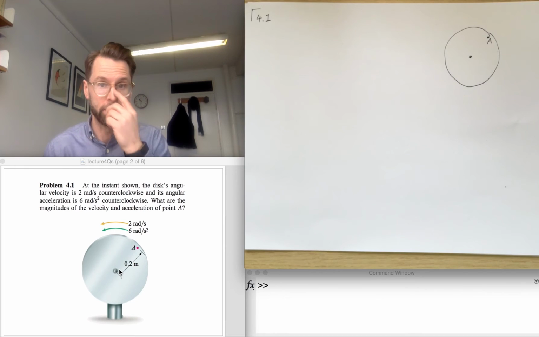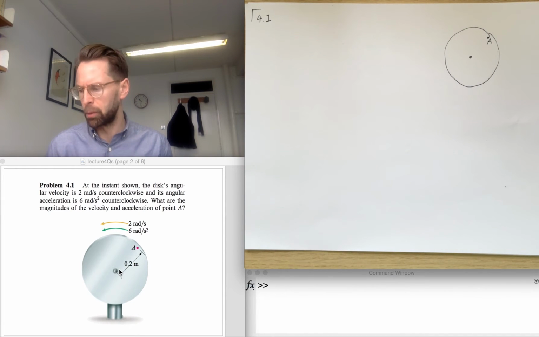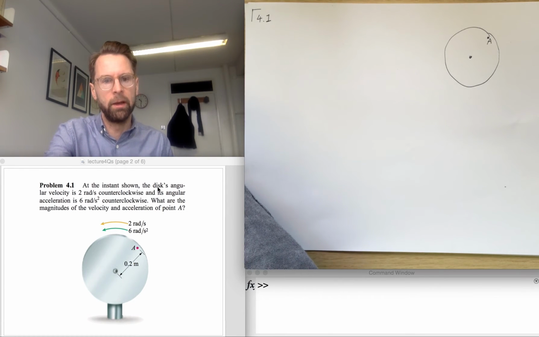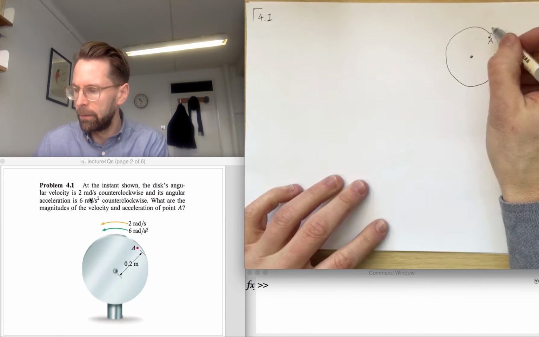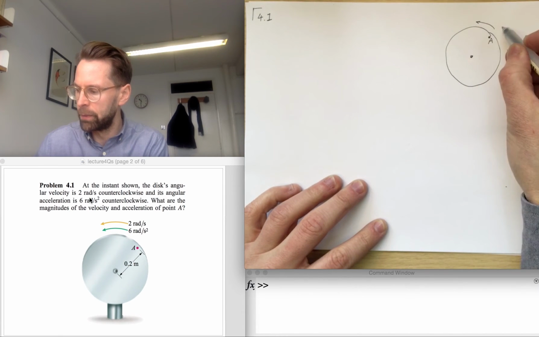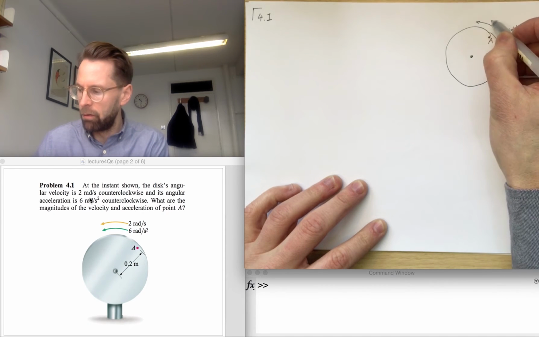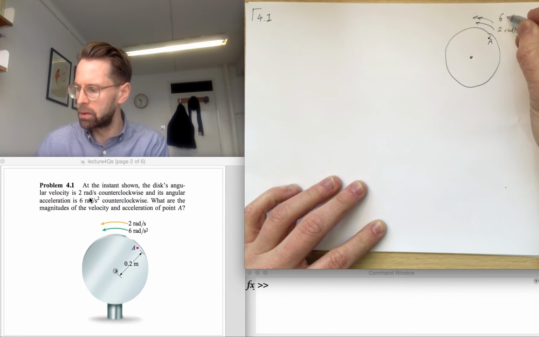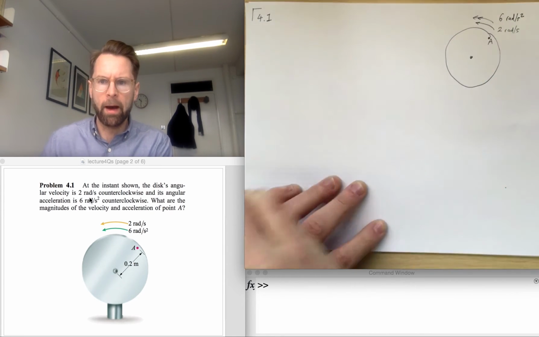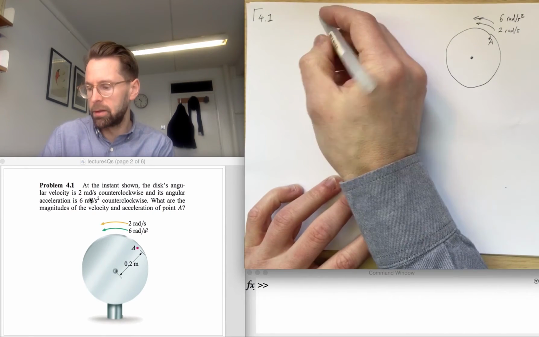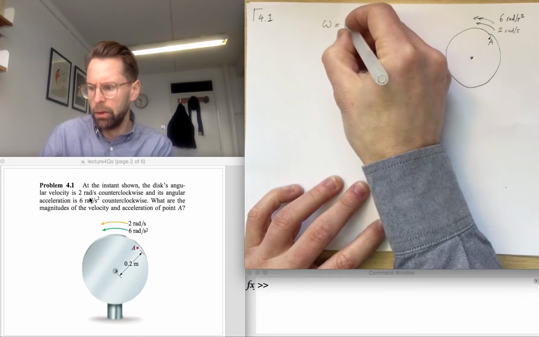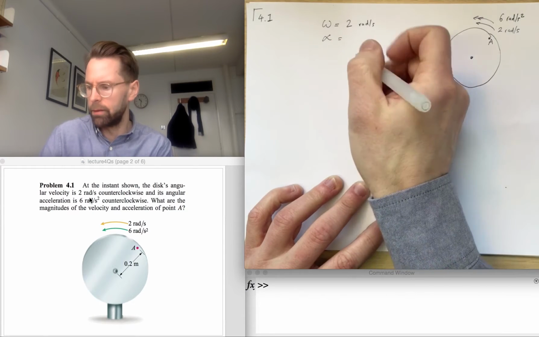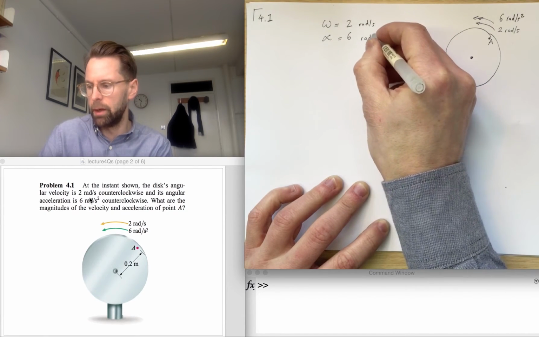And this is linear velocity and linear acceleration, as opposed to angular velocity and angular acceleration, which are given as part of the question. It says the disk's angular velocity is 2 radians per second, and that from the diagram is in this direction. And you've got an angular acceleration, in the same direction, which is 6 radians per second squared. Now our symbol for angular velocity is omega, so omega is 2, and the symbol for angular acceleration is alpha, so alpha is equal to 6 radians per second squared.